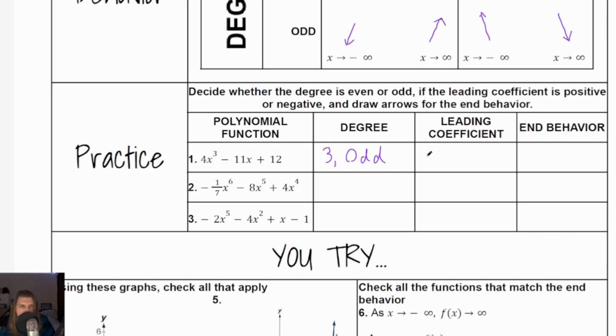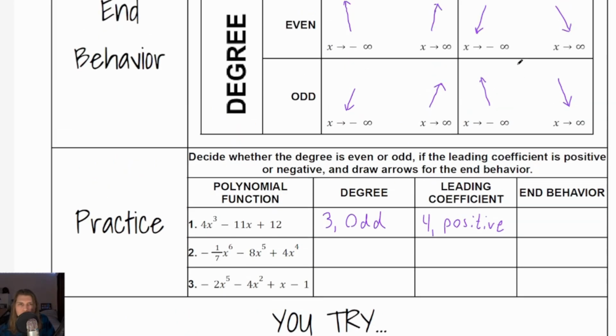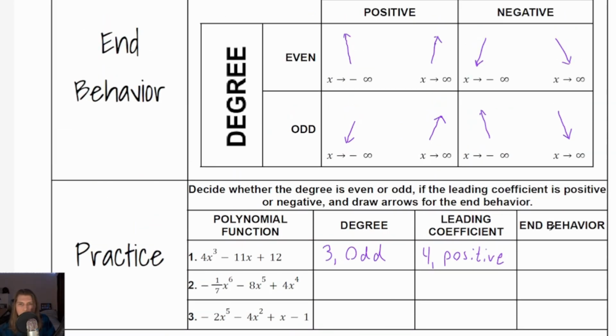And our leading coefficient, so that's this 4 here. So our leading coefficient is 4. That's positive. We have a positive coefficient. That tells us, so I will scroll right back up again, our end behavior is going to be odd and positive. So we expect it to go down and to the left and up and to the right. We don't know what happens in the middle.